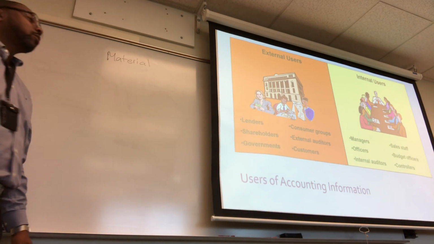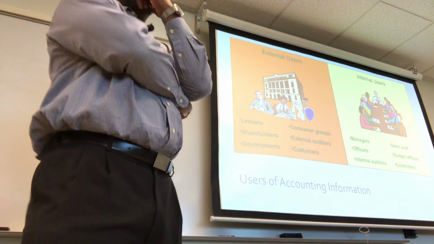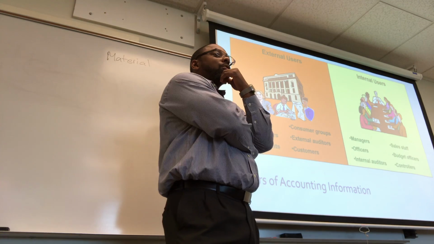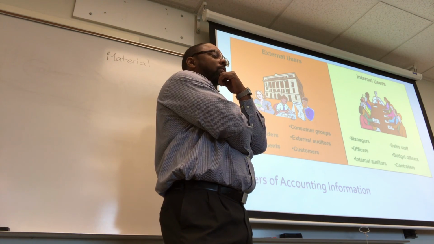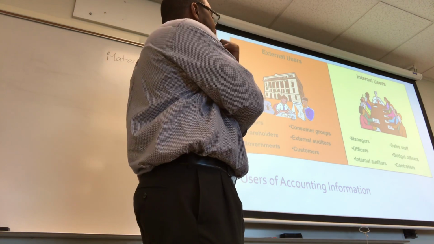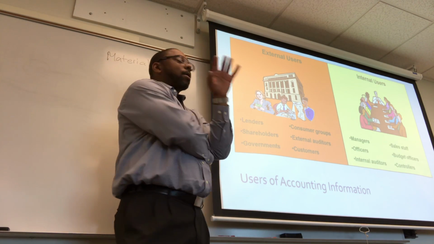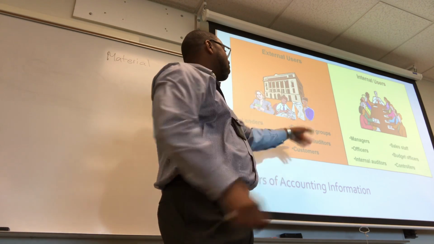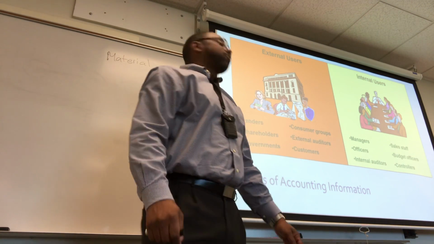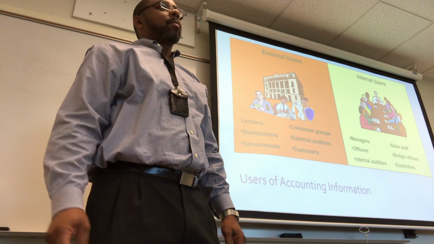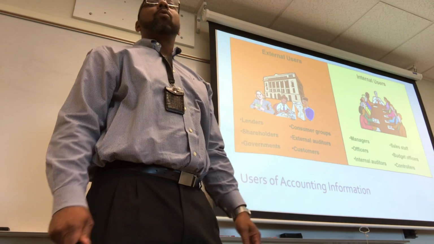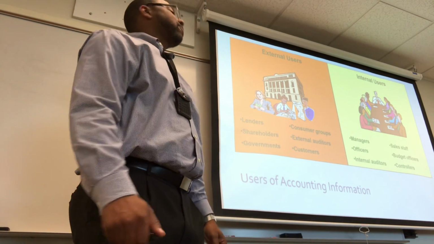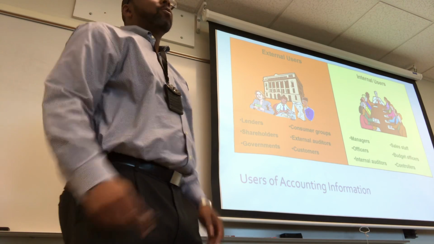There are two types of users that we are preparing information for in accounting: external users and internal users. External users are composed of people outside the company: lenders, shareholders, government agencies, consumer groups, external auditors, and customers. Internal users are people within the company: managers, officers, internal auditors, staff, anybody from the C-suites.